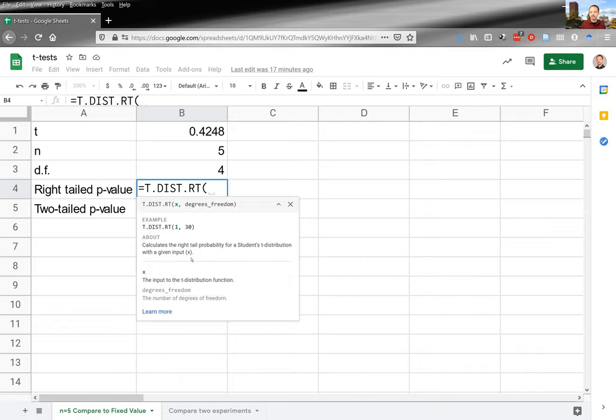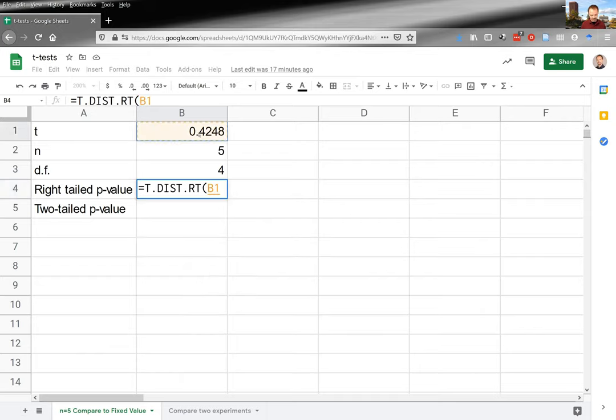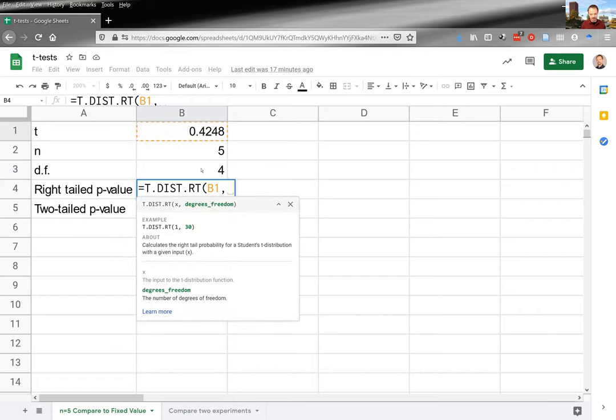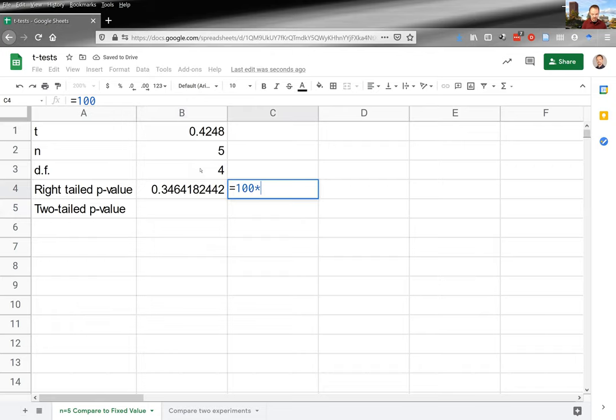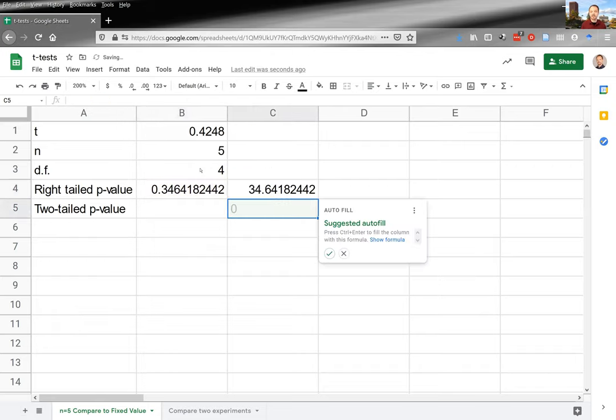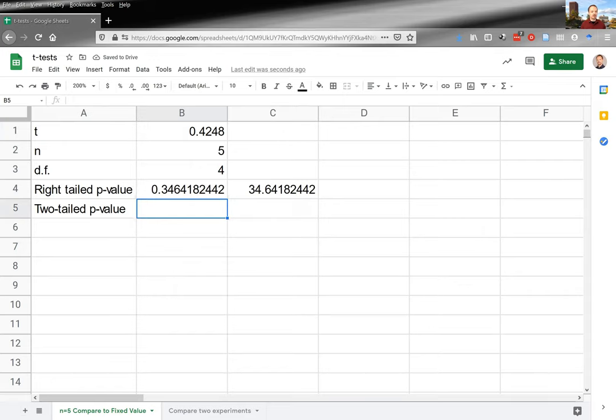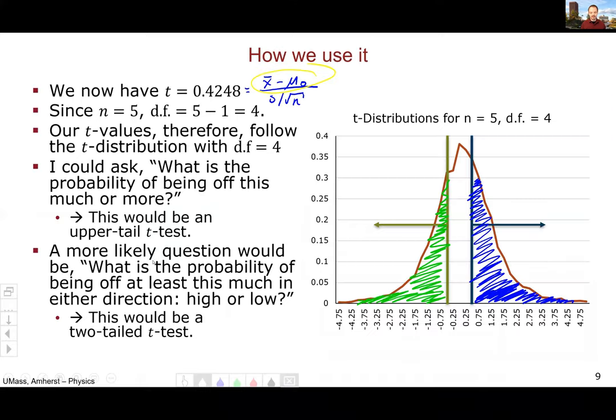Don't even have to do anything fancy like I did with the Z. What value do I put in? Well, I put in the T value I've calculated already, and then the number of degrees of freedom, and calculate it. And that's a P value. So the probability is just 100 times that, 36.64%.